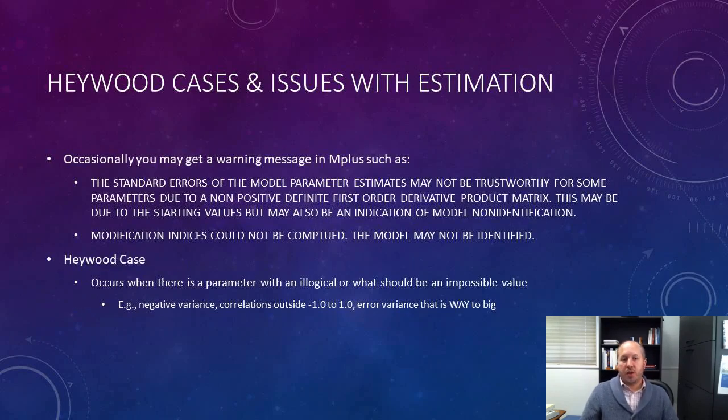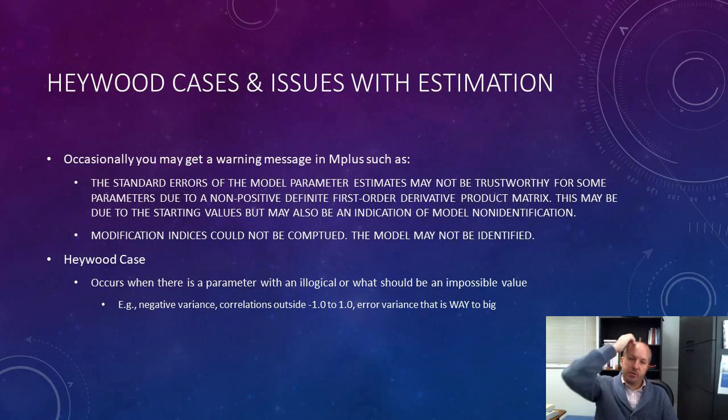So one of the most common issues that you may have is a Heywood case. A Heywood case is basically an illogical or what should be an impossible value for a parameter estimate, like having a negative variance. It shouldn't be possible that variance is negative because you're taking the square root of things when you are getting your variance. Having correlations outside of -1 to 1, or having error variance that is way, way too big, especially in comparison to the other error variances.